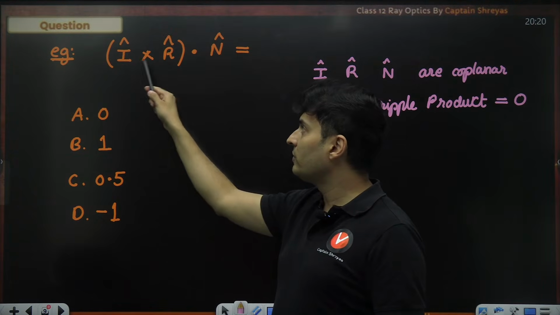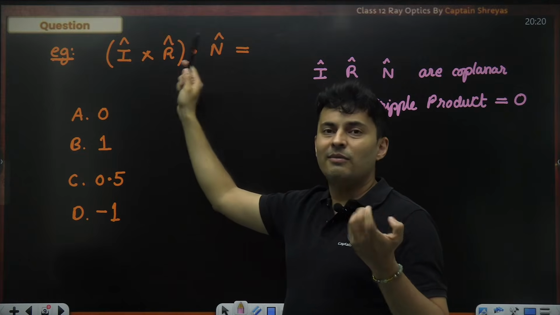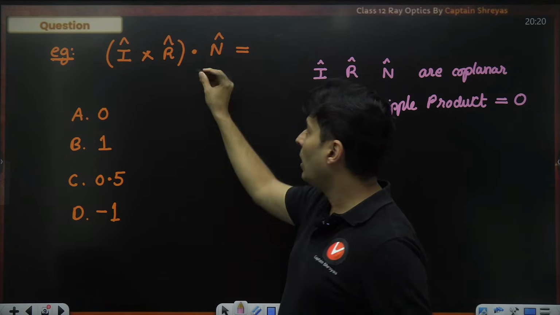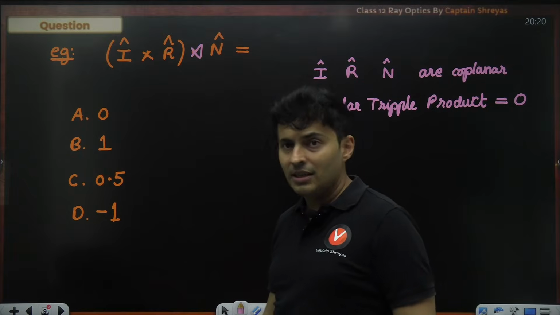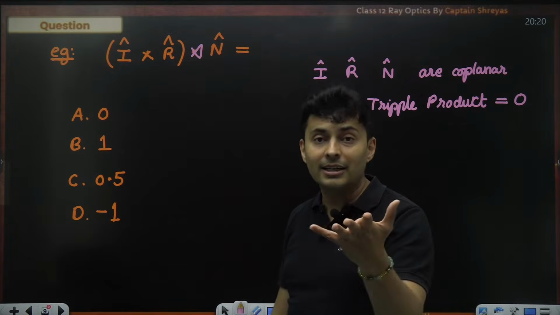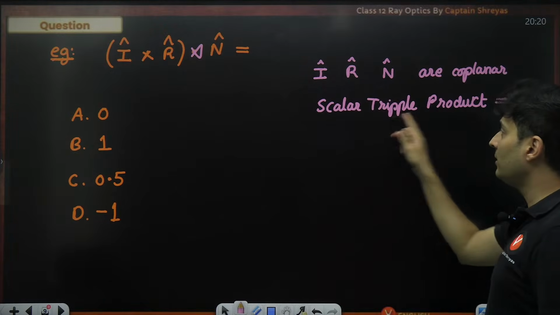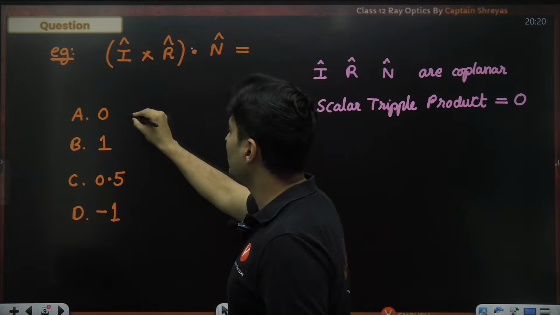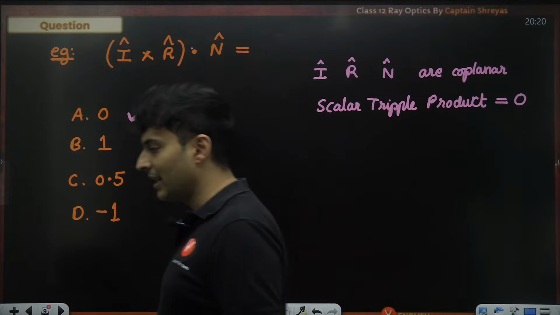When you do cross of this, it will be a vector, but a vector dot a vector will be a scalar. If this dot was replaced with a cross, then the final outcome will be a vector. Then this will be called vector triple product. So the scalar triple product will be absolutely 0. Option A is the right answer.